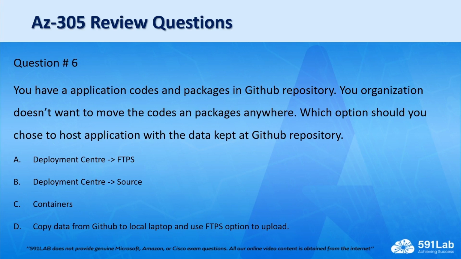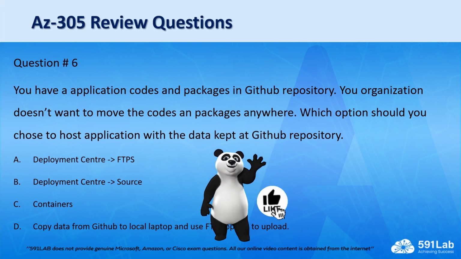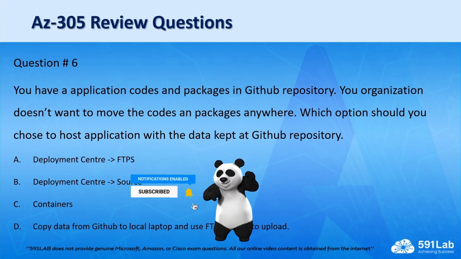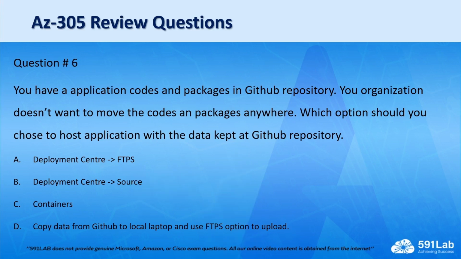In this question, it says you have application code and packages in a GitHub repository. Okay, so application code and packages are in a GitHub repository. Your organization does not want to move the code and packages anywhere. Which option should you choose to host the application with the data kept at GitHub repository? So here the requirement is we have all the application related code and packages kept in a GitHub repository. The organization does not want to move this data anywhere. So which option are we going to choose to host this application in Azure App Service?